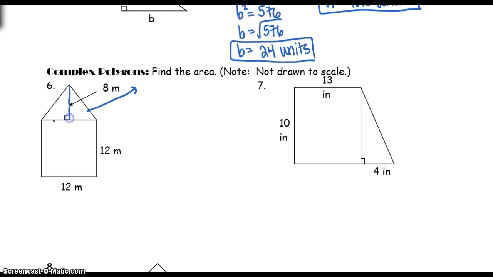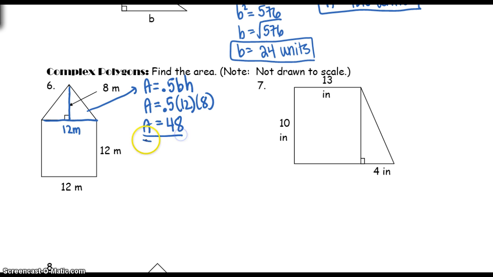This is my height. What's my base? Well, float your eyeballs down here. The base is going to be the same here and on the top. So if the area of my triangle is half times the base times the height, then the area of my triangle is half times my base is 12 and my height is 8. And when I type that into the calculator, I get 48. And it's going to be meters squared. I'll write that down at the end though.